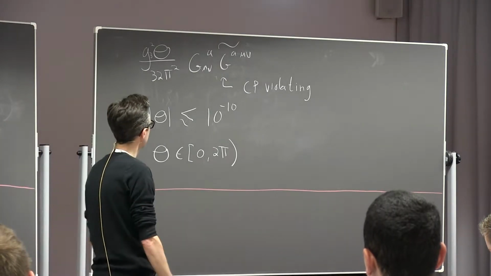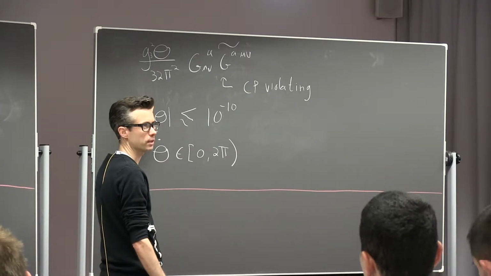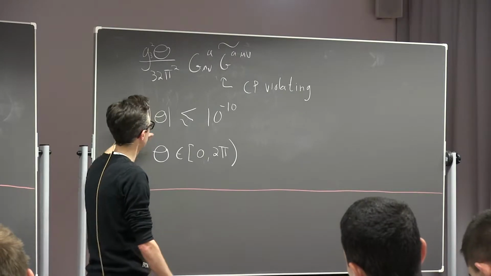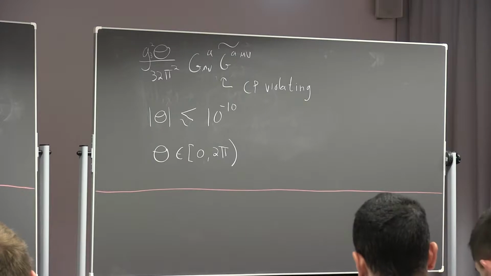And there are lots of interesting ideas behind ways to make this tiny. One is something called the axion, which I think you'll hear about from Andreas Wingwald. But anyway, it's an interesting puzzle within the standard model that the standard model doesn't address.